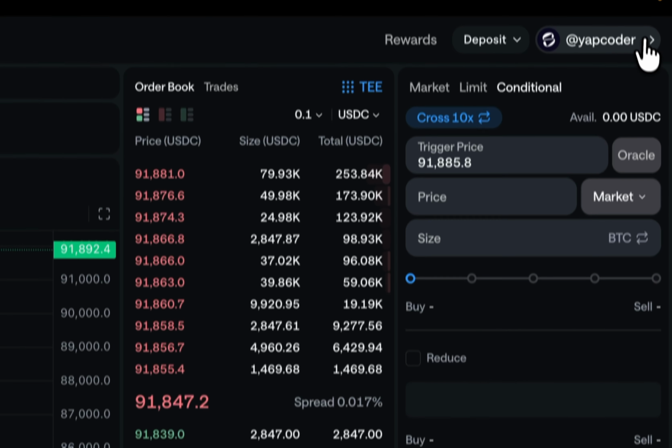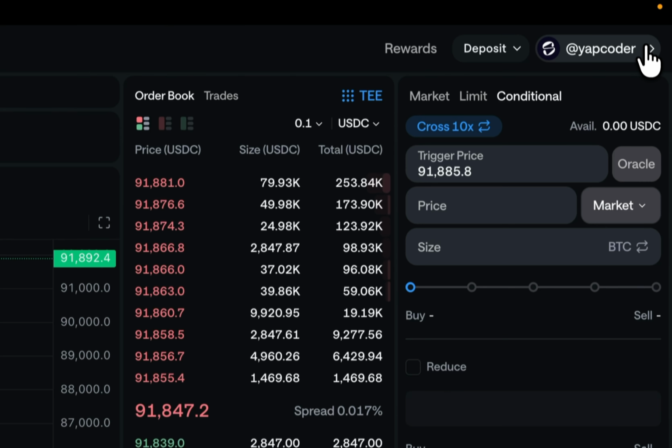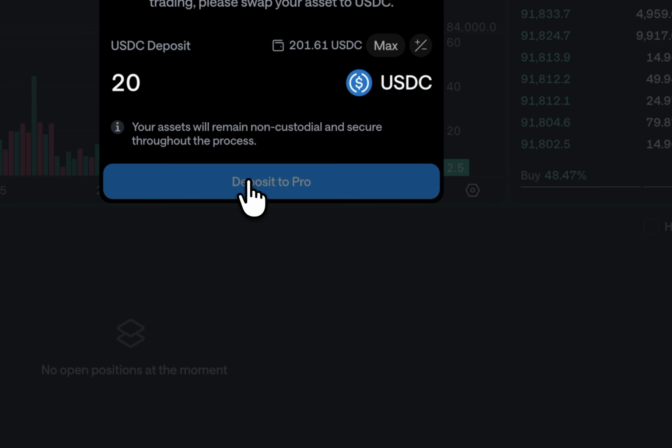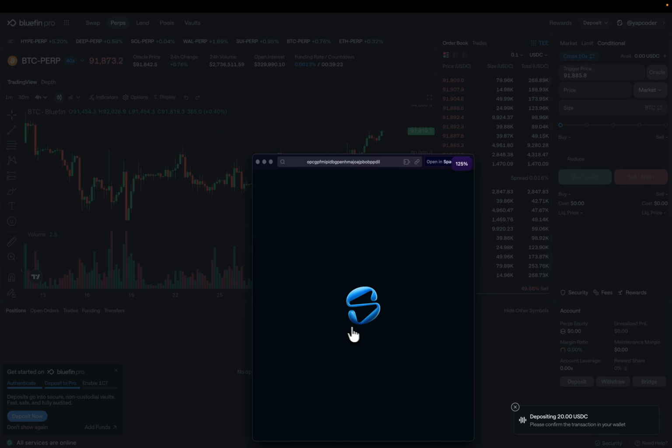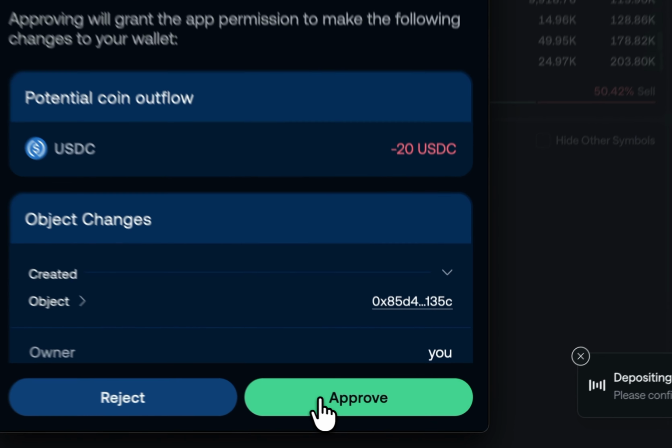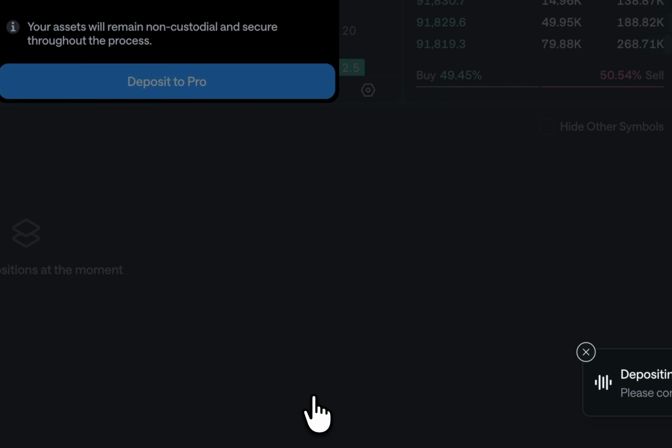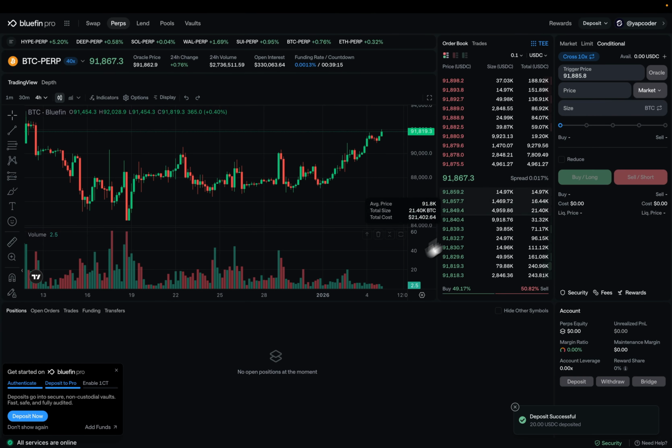We have to fund this wallet, so let's quickly fund it. Okay, let's quickly complete authentication first. Yeah, I accept. Then let's quickly add some USDC to the account. If I select USDC and deposit it to Bluefin Pro, I should get a prompt to release that amount to Bluefin Pro. So yeah, I deposited it to my perps account now, and now I can trade.